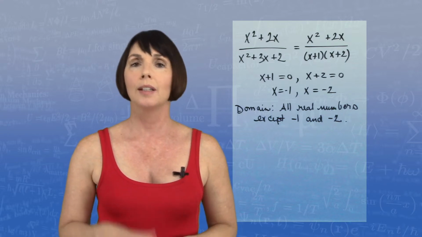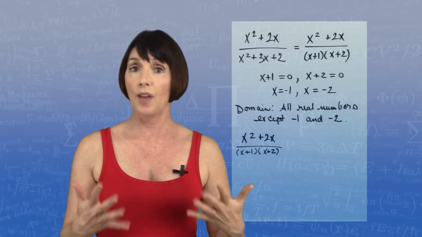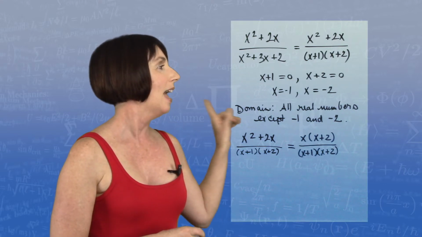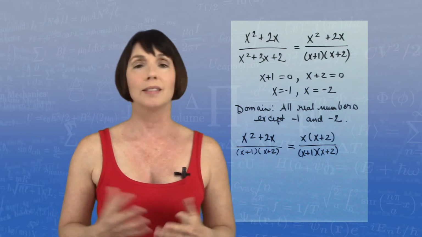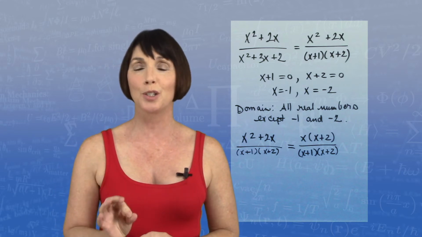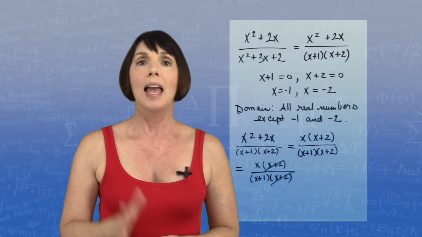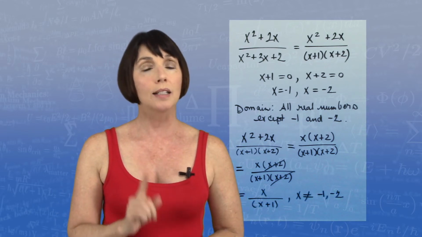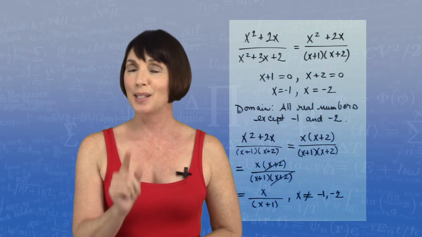Okay, fair enough. Now let's simplify it. We've already factored the denominator. Let's factor the numerator. The numerator factors to be x times x plus 2. That's over x plus 1 times x plus 2. We have a common factor of x plus 2 in the numerator and the denominator, which we can cancel out. And that leaves us with x over x plus 1, where x is not equal to negative 1 or negative 2. Now, this is important.